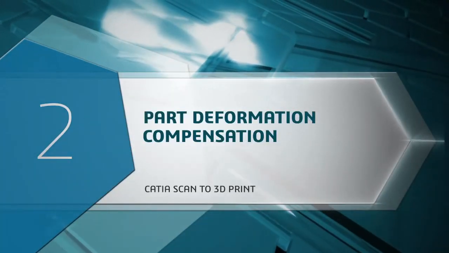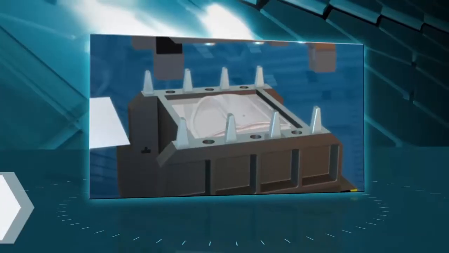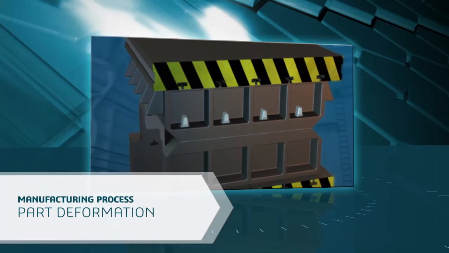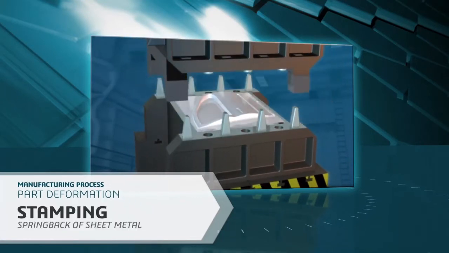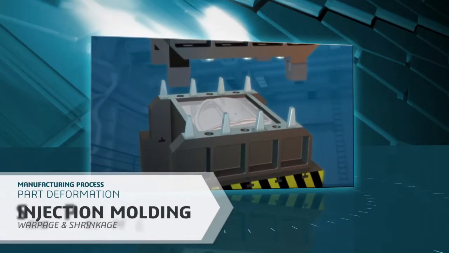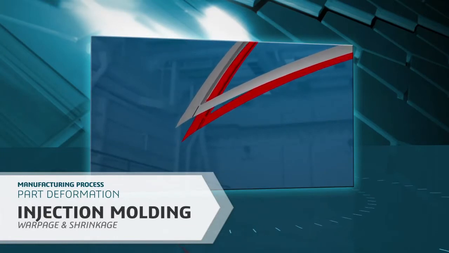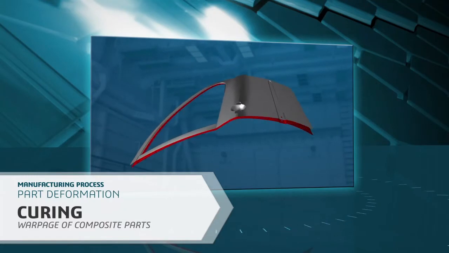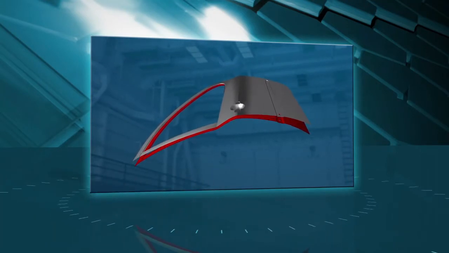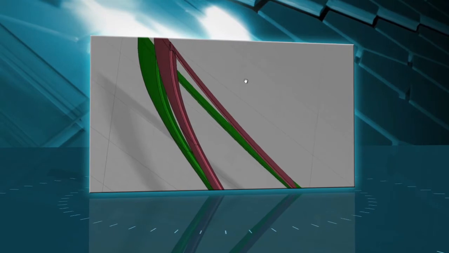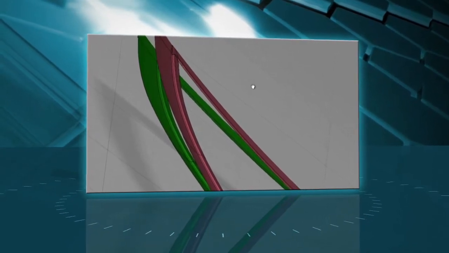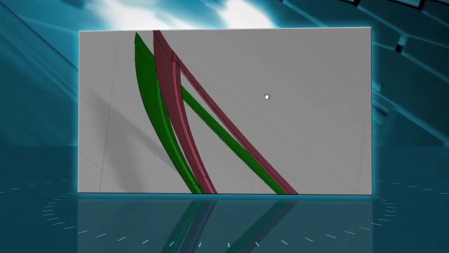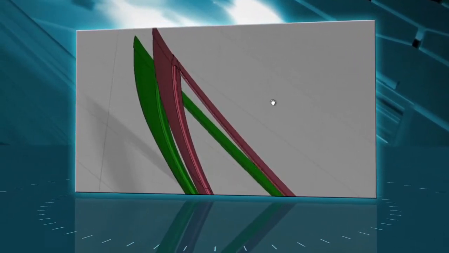As you know, all manufacturing processes generate deformations on the part. These can be due to springback of the sheet metal parts after stamping, warpage and shrinking of plastic parts after injection molding, or warpage of composite parts after curing, and many more. To address these phenomena, it's necessary to modify the geometry of the tooling to make sure the part is correct when it comes off the tool. For most people today, this is a very manual process that greatly increases the tooling design time, often doubling it.